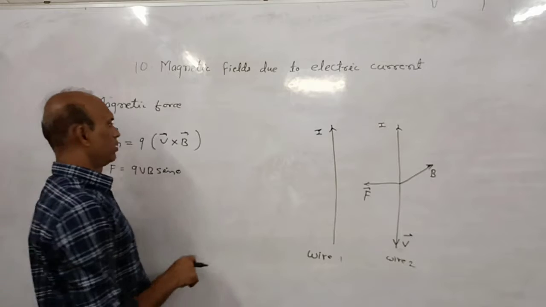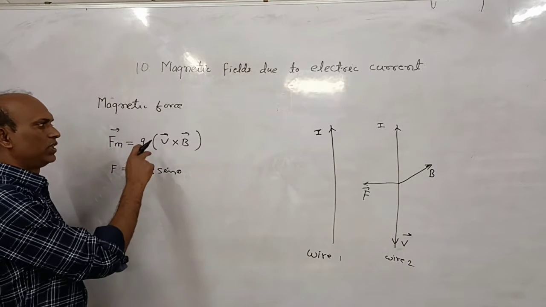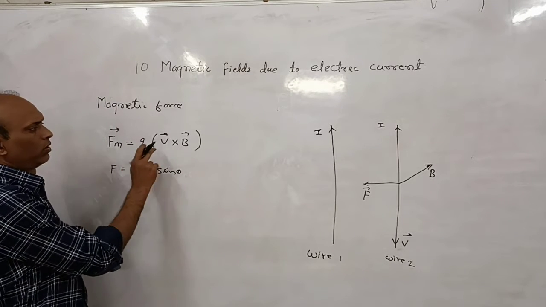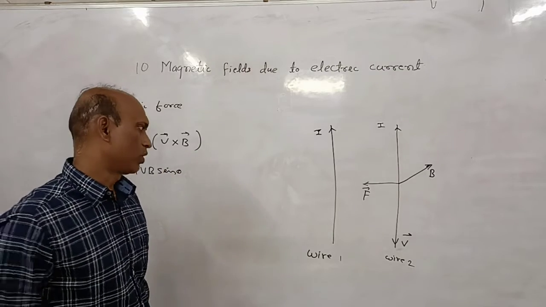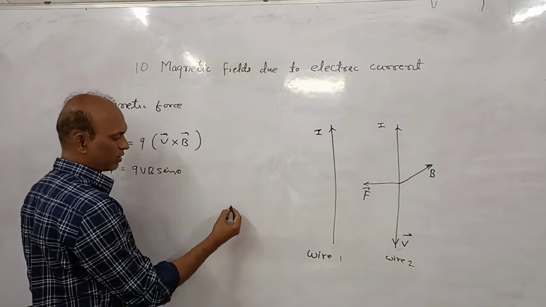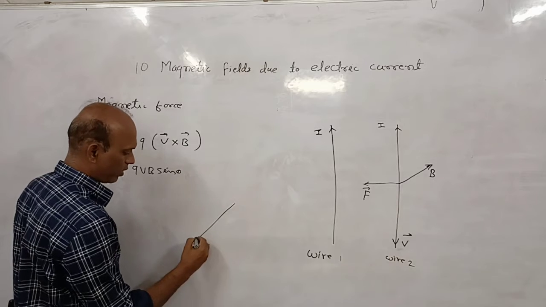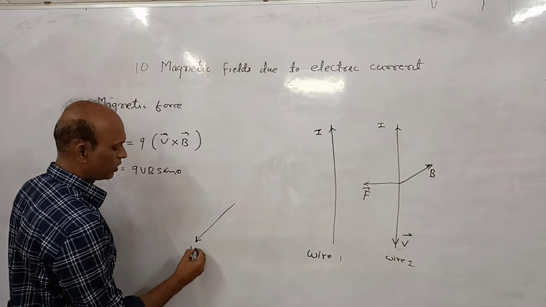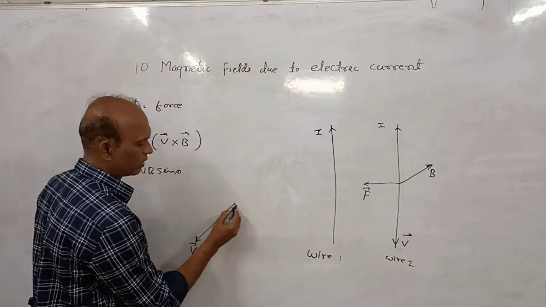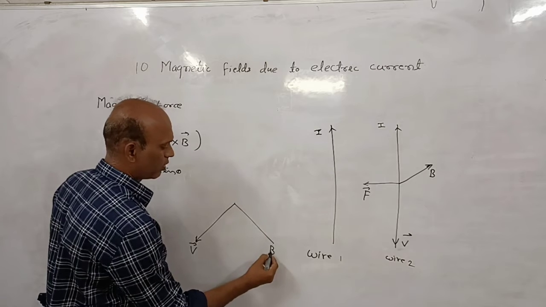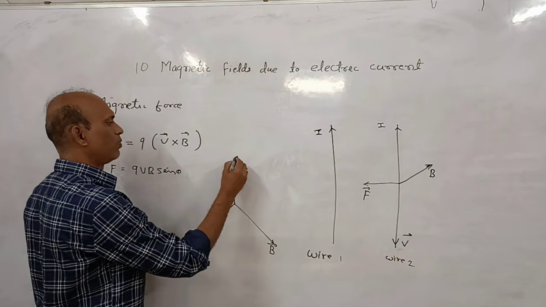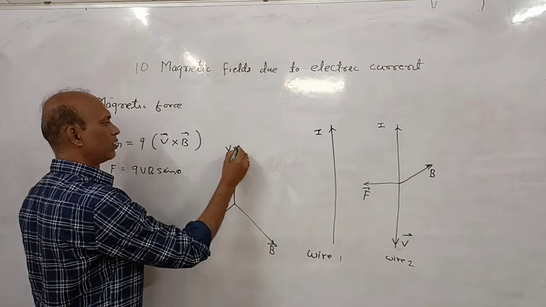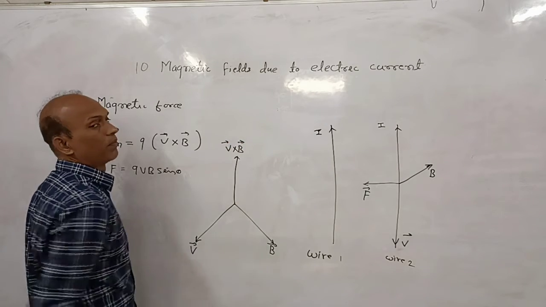Here, sine theta involves the angle between the velocity and the magnetic induction. So keep in mind that force, velocity and magnetic field are related by the vector cross product. We can understand this through this diagram. If this is the velocity and this is the direction of the magnetic field, the resultant will be in this direction, that is V cross B.